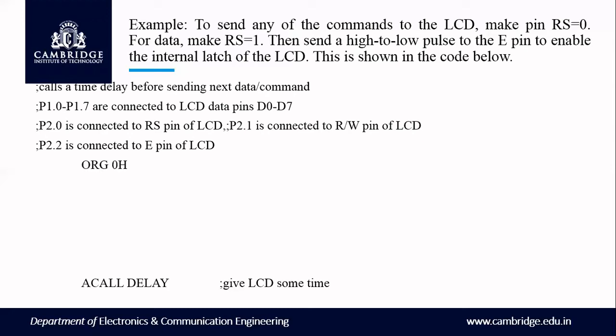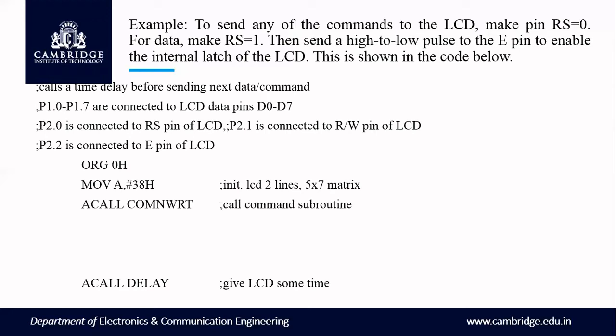ORG 000H, and you are taking a command code 38 into the accumulator. So this we need to send, means we need to write onto the LCD. What it will do is it will initialize the LCD with 2 lines and 5x7 matrix display, means 5 rows and 7 columns. So in order to write this command, we need to write one subroutine called the command write subroutine. Okay, here you are going to write this code.